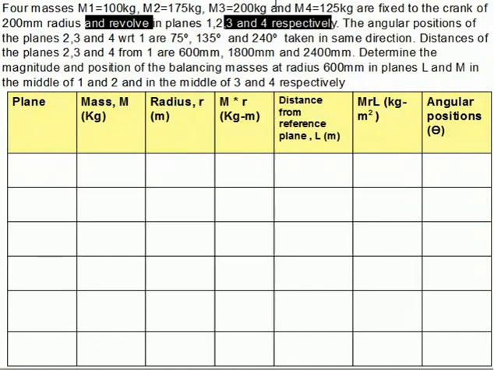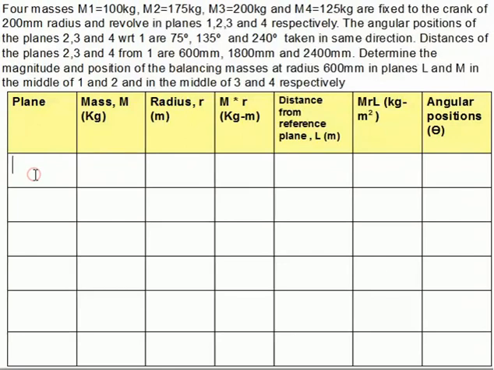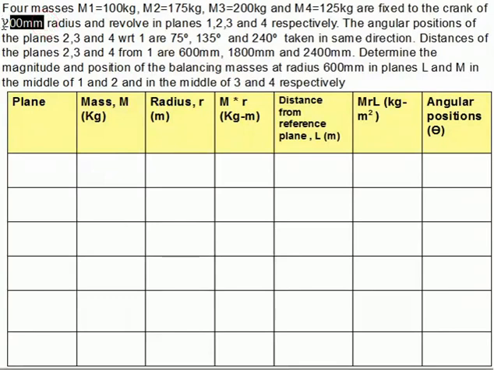There are four different masses: 100 kg, 175, 200 and 125 kg, and they are rotating in different planes 1, 2, 3 and 4 respectively. That means it comes under the category of balancing of several masses which rotate in different planes. First, note down all the given details. Here four masses are given: m1, m2, m3 and m4, and the radius of rotation of all four masses is the same, 200 mm.